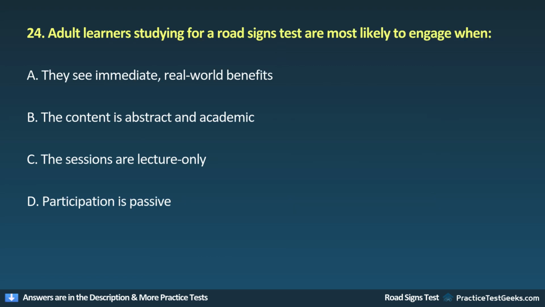24. Adult learners studying for a road signs test are most likely to engage when A. They see immediate real-world benefits. B. The content is abstract and academic. C. The sessions are lecture-only. D. Participation is passive.